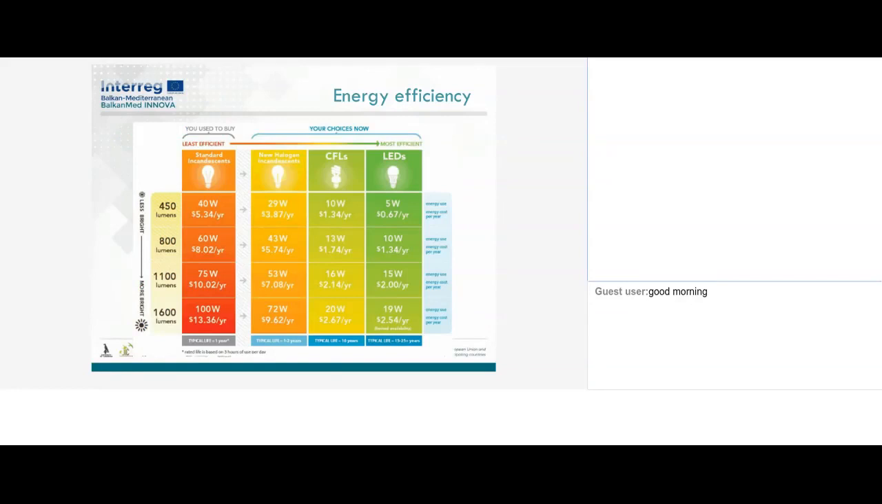Here are some numbers about energy efficiency of the different types of lamps. You can see that to get the same results, 1600 lumens, with the traditional lamps you should use 100 watts, but with LED lamps, you can use just 19. This is also a matter of money. You need $2.50 per year instead of 13.